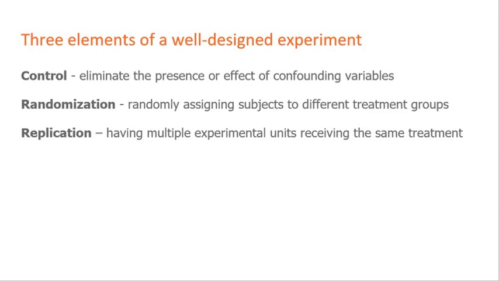So when we have what we call a well-designed experiment, which means we did a good job with it, we're looking for three things: control, randomization, and replication. Okay, control is what can I do to eliminate or at least limit as much as possible the presence of or effect of confounding variables. Okay, so control is not just having a control group. Control is making things the same as much as possible besides your treatment.